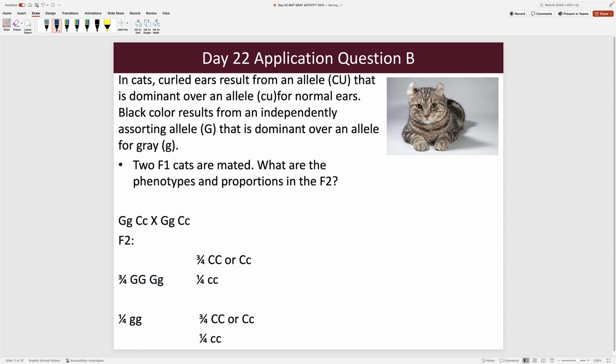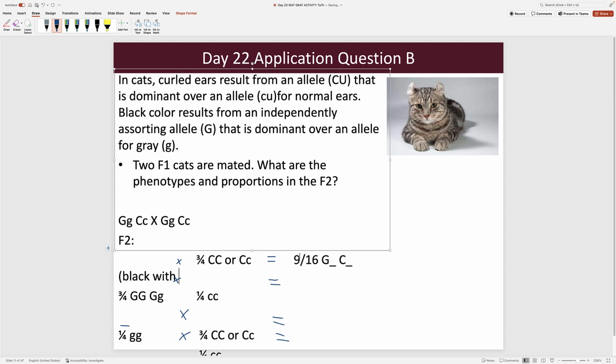So we'll multiply 3/4 times 3/4, and I'll show you that number in a moment, and also times 1/4. And then we need to multiply this 1/4 g, little g, times this combination here. And then we'll see what this is equal to in just a moment. So we know 3/4 times 3/4, that is 9/16, and that means 9/16 of them will be big G, big C phenotype, or we could say black with curled ears.